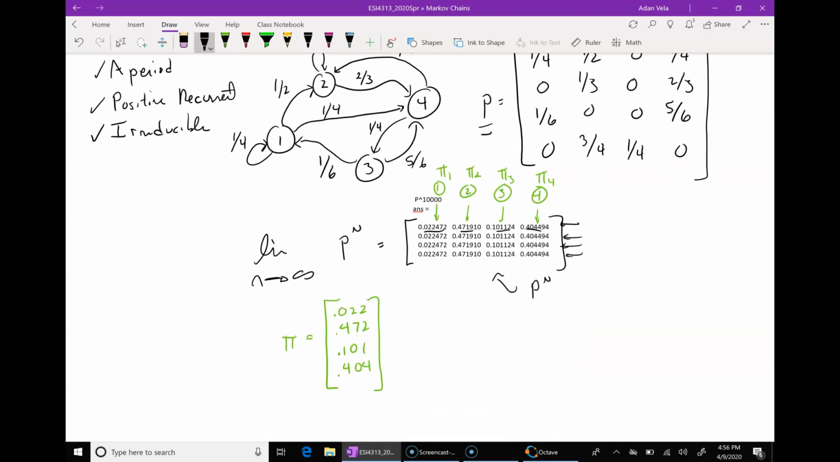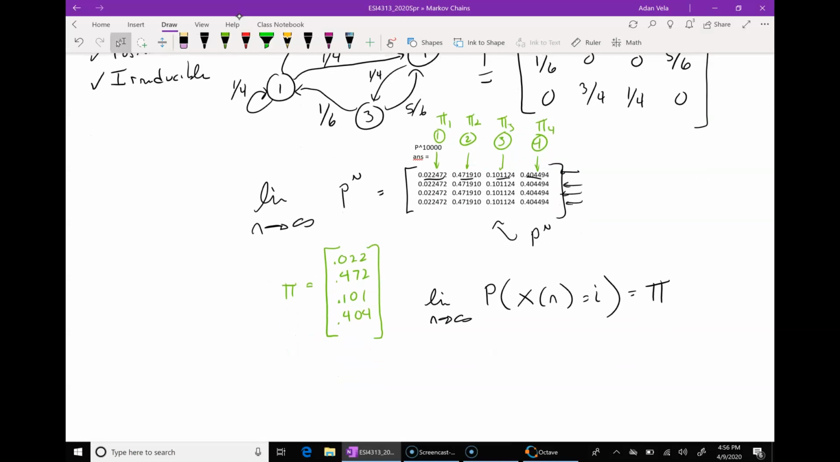So what this tells us is that if we let our system run for a very long time, and we ask ourselves, well, what's the probability that X of n is equal to i, as the limit as n goes to infinity, that's just given by pi, okay? That's pretty neat. Actually, that's probably the best way to think about it, all right? So this is why we call it a limiting probability.